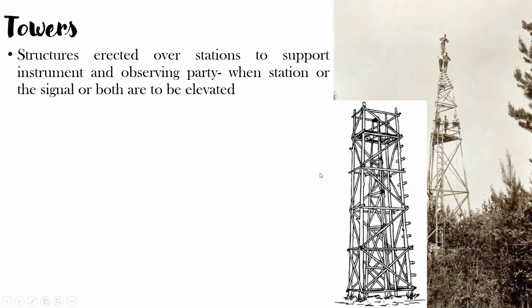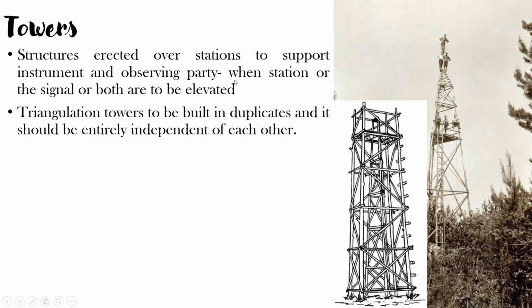Say if the station points are Bangalore and Mysore, and you are supposed to see the point situated at Bangalore from Mysore, you need to have an elevated point. So thus comes the picture of a tower. Now, the triangulation towers are to be built in duplicate, and should be entirely independent of each other. What do I mean by saying built in duplicate?